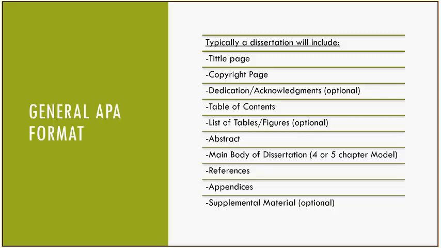Then your abstract, the main body of your dissertation, and this is going to be your 4 or 5 chapter model, which we'll go over. Then your references, then your appendices, and then sometimes people have even more supplemental material like a curriculum vitae, CV, but that is not super common. So that is a nice kind of overview. Might be a little intimidating of everything that's needed, but I think it makes it a little less intimidating to see it all in order.